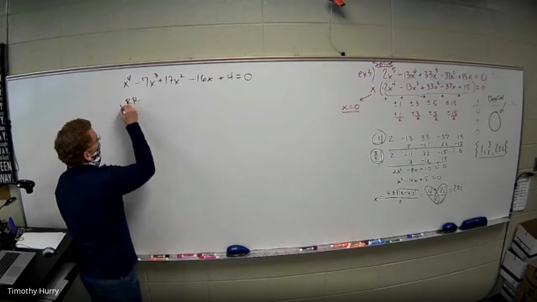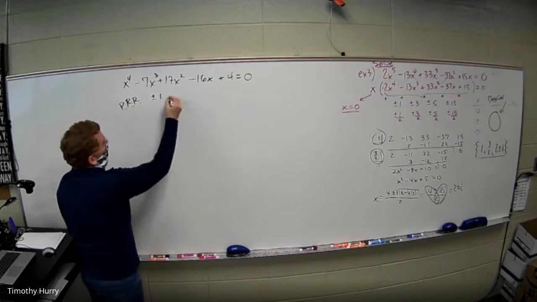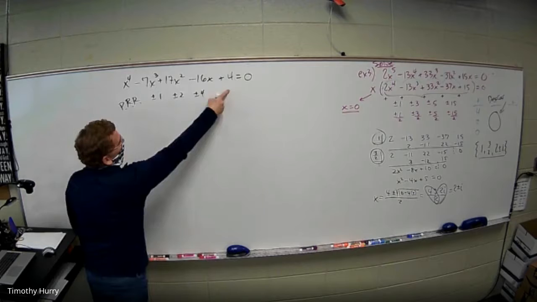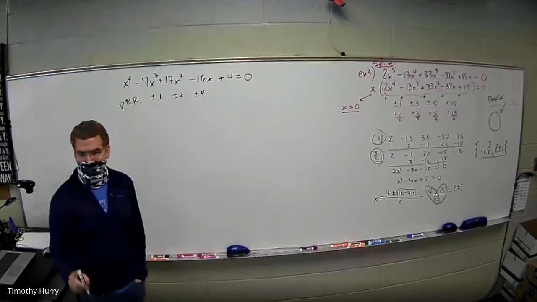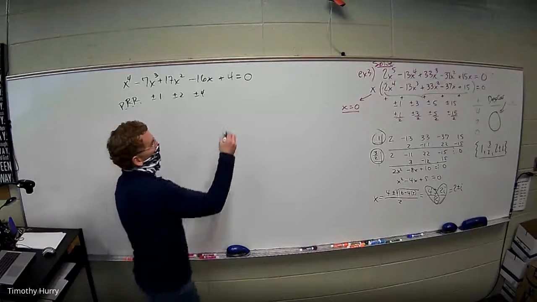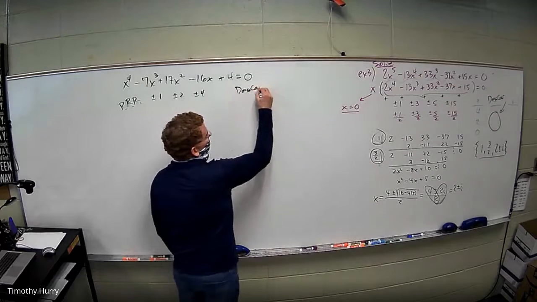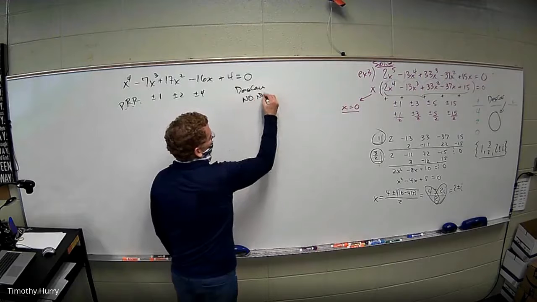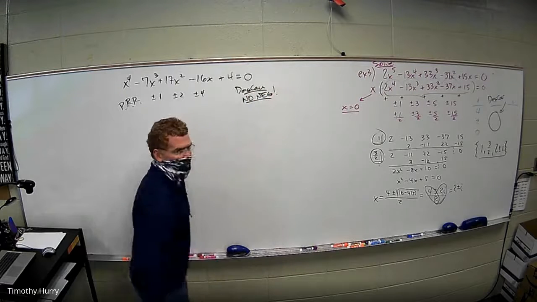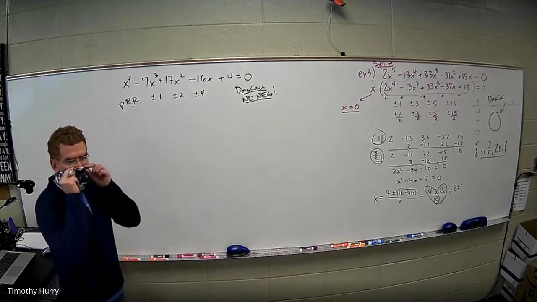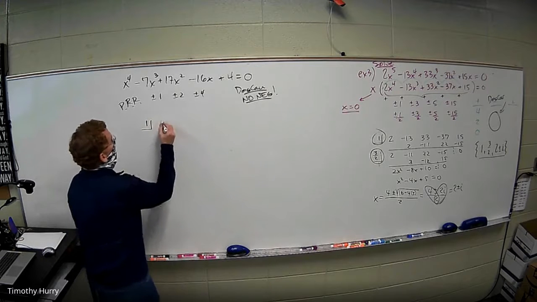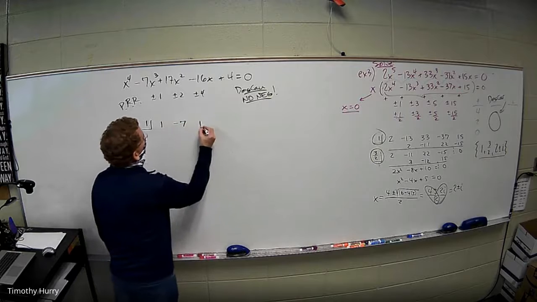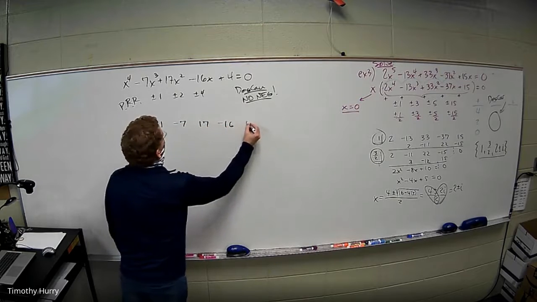So my possible ratios are plus or minus 1, 2, and 4 over 1. Well, that's it. And then I don't have to check negatives because of Descartes, right? So Descartes says no negatives. Well, that's easy, right? Let's just start checking. What do you want to check first? 1. So 1, -7. Let's just put 1 first.